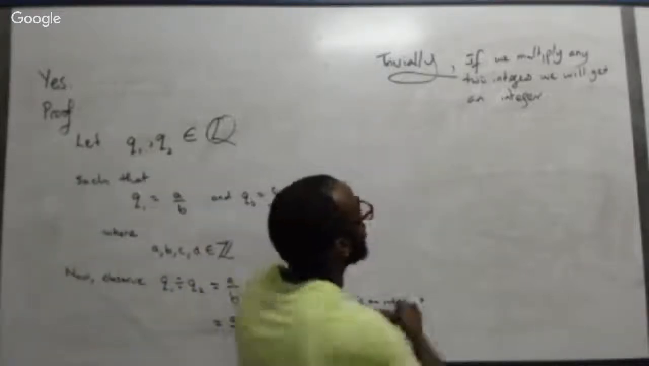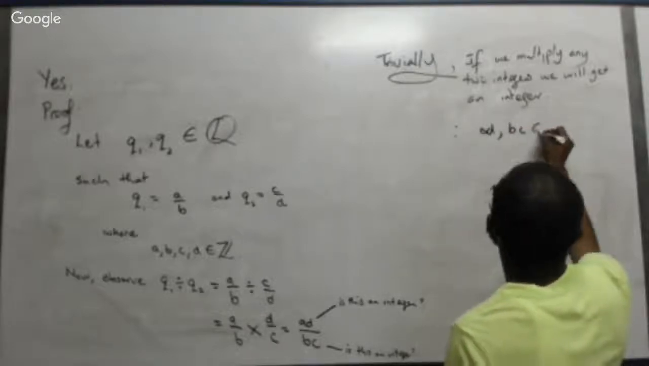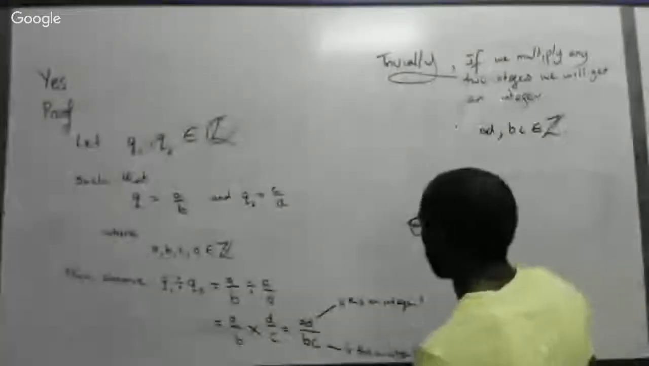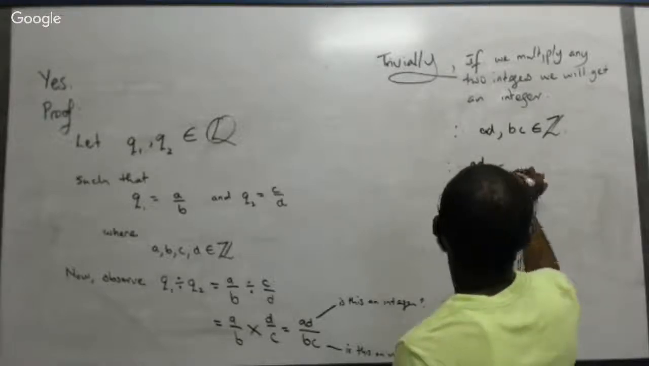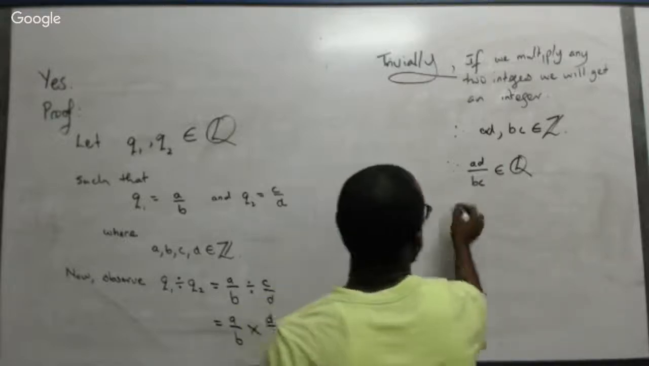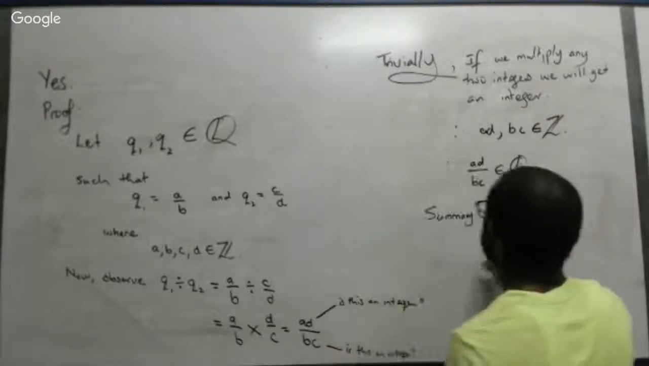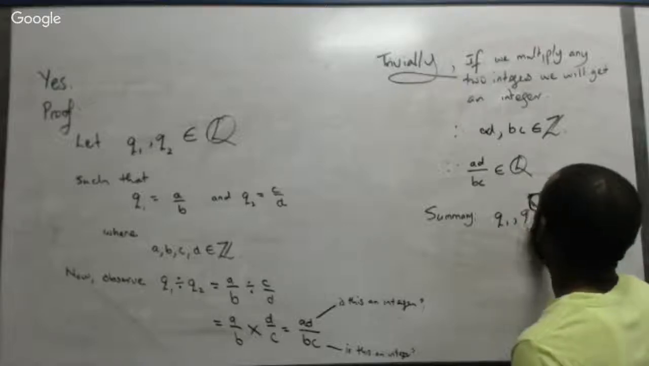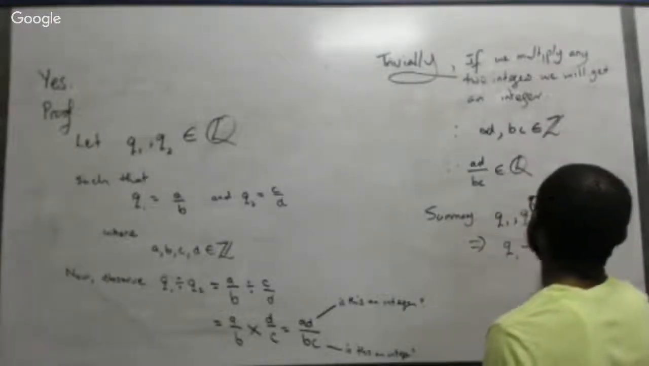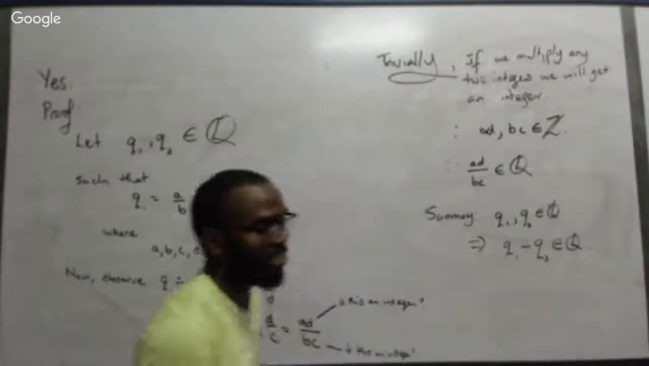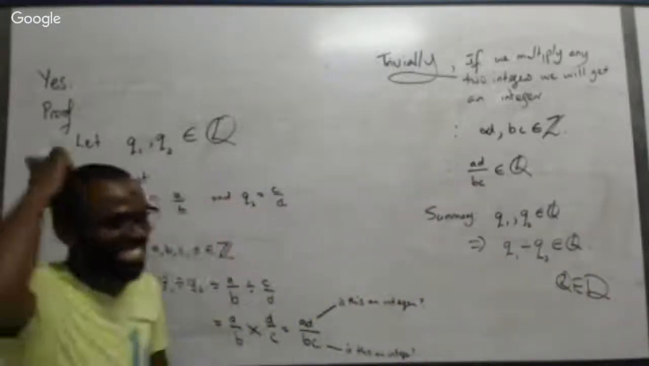So I am comfortable that when I multiply any two integer numbers, I will get an integer. And I'll write that general statement. Therefore, A, D, and B, C, as two numbers, are integers. Therefore, AD upon BC is in the rational set. Summary: Q1 and Q2 are in the rational set, which implies that Q1 divided by Q2 is also in the rational set, and that's the proof. Quite easily done. That's all.